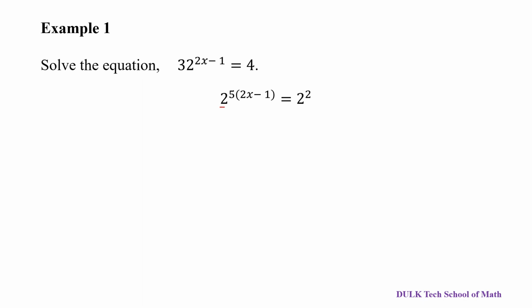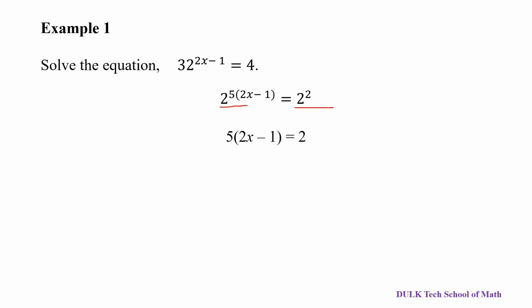Now that we have a single term on the left hand side and a single term on the right hand side, in which they are both in terms of 2, we are saying we have 2 to the power something on the left hand side and 2 to the power something on the right hand side. If these two are equal, this means the powers are also equal. 2 on the left hand side cannot be equal to 2 on the right hand side if the powers are different. So in short, we are simply equating the powers. If this 2 to the power 5 times (2x minus 1) is equal to 2 to the power 2, this means the powers are also the same. So we are saying 5 times (2x minus 1) is equal to 2. It is now a simple linear equation with brackets.